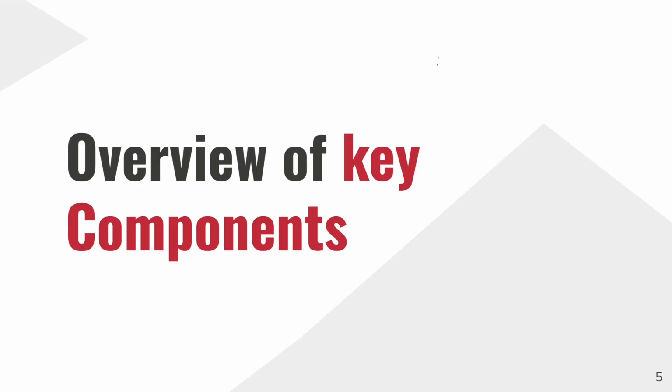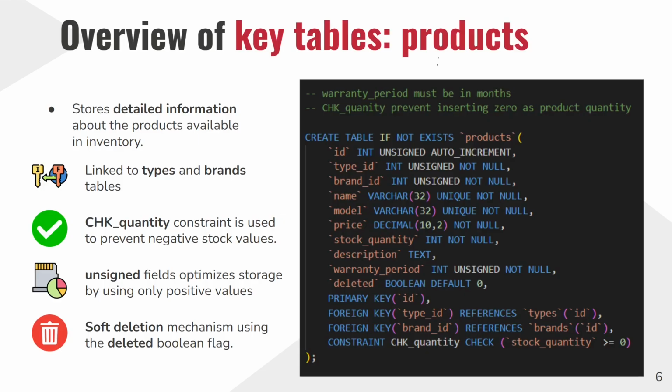Now let's take a closer look at some of the key components of the database. We will focus on 3 of the most important tables, followed by a view, a stored procedure, and a trigger to highlight how they work together to support core operations. We will start with the products table.